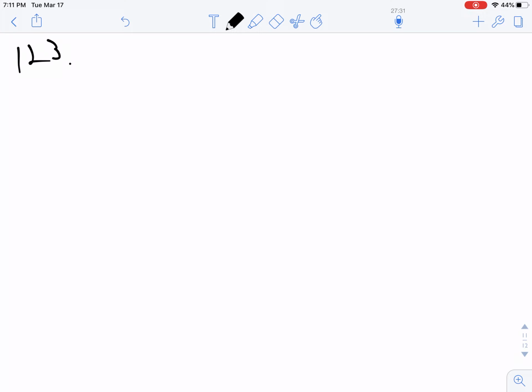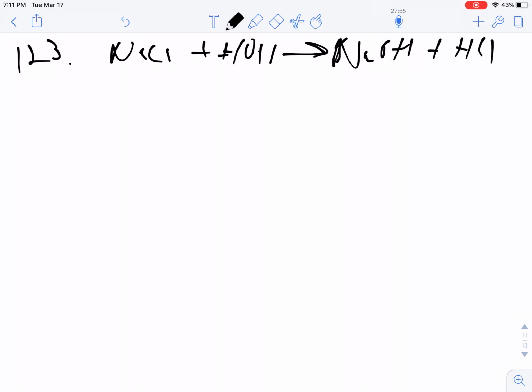Number 123 is a little tricky one. There are a bunch of salts, and we're trying to figure out which one will produce a basic solution. If this was a multiple choice question, you could try to eliminate some right off the bat. Like sodium chloride, if you pretend that's a double displacement reaction, you'd get sodium hydroxide plus HCl. Strong acid, strong base, obviously that's going to give you a pH of 7. So sodium chloride is not a possible answer. But the other ones could all possibly give you a basic solution.